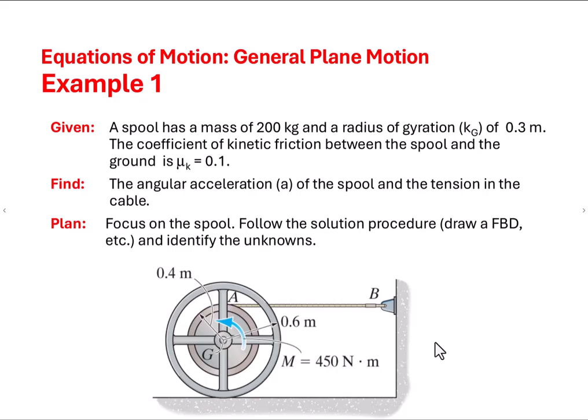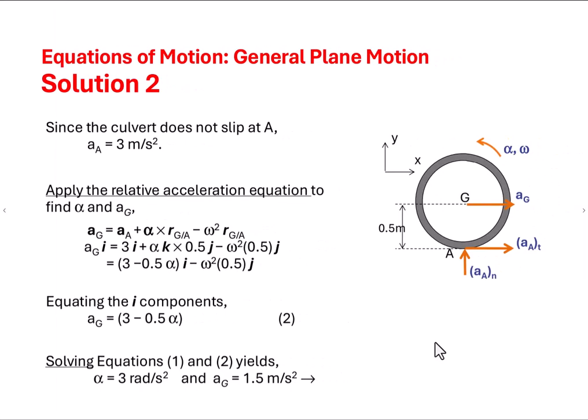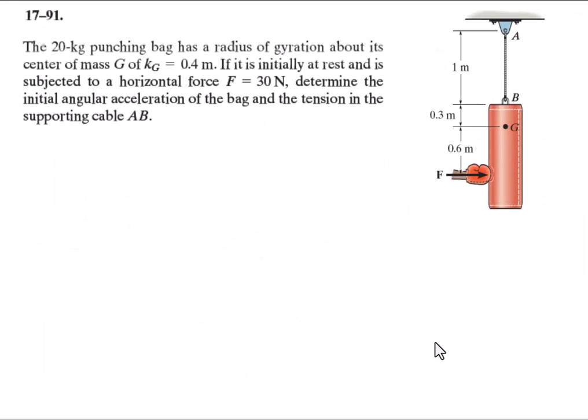Let's look at one more example other than the ones we did in class. This 20 kilogram punching bag has a radius of gyration about its center of mass of 0.4 meters, and it's initially at rest and subjected to a horizontal force of 30 Newton. We want to get the initial angular acceleration of the bag and the tension T in the cord AB. So there's a cord that holds it upward.